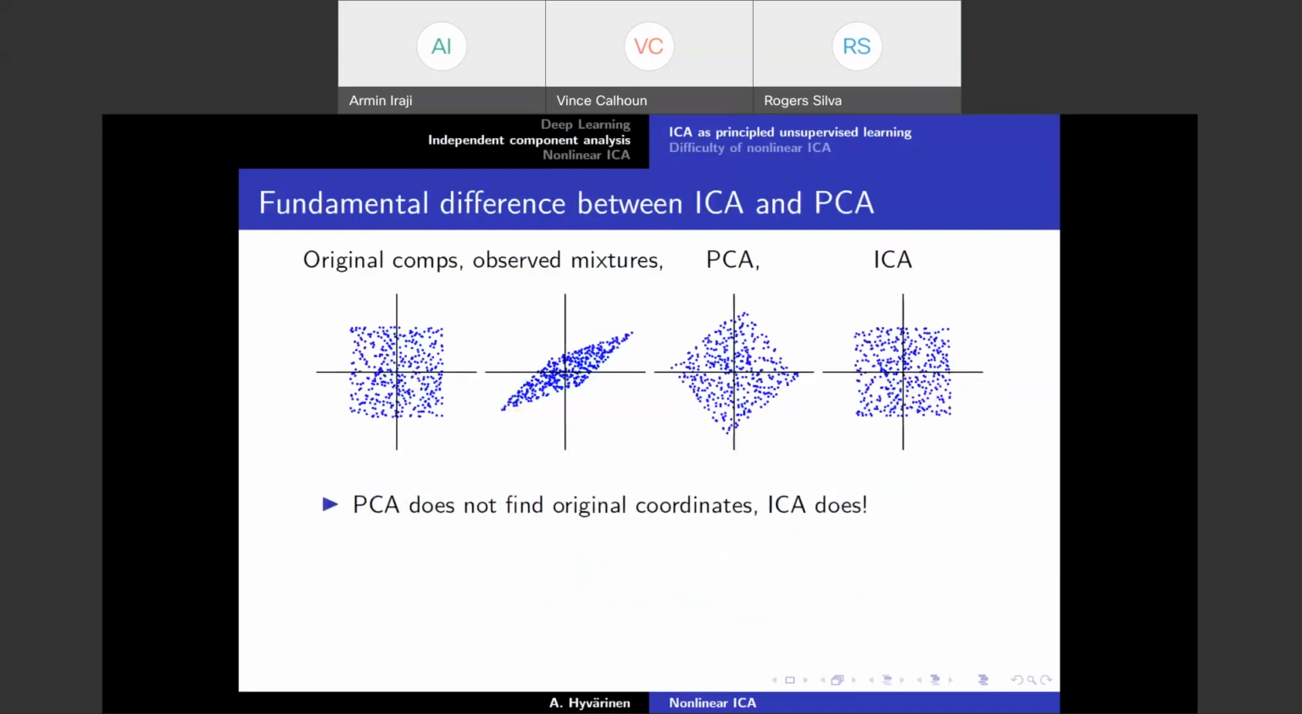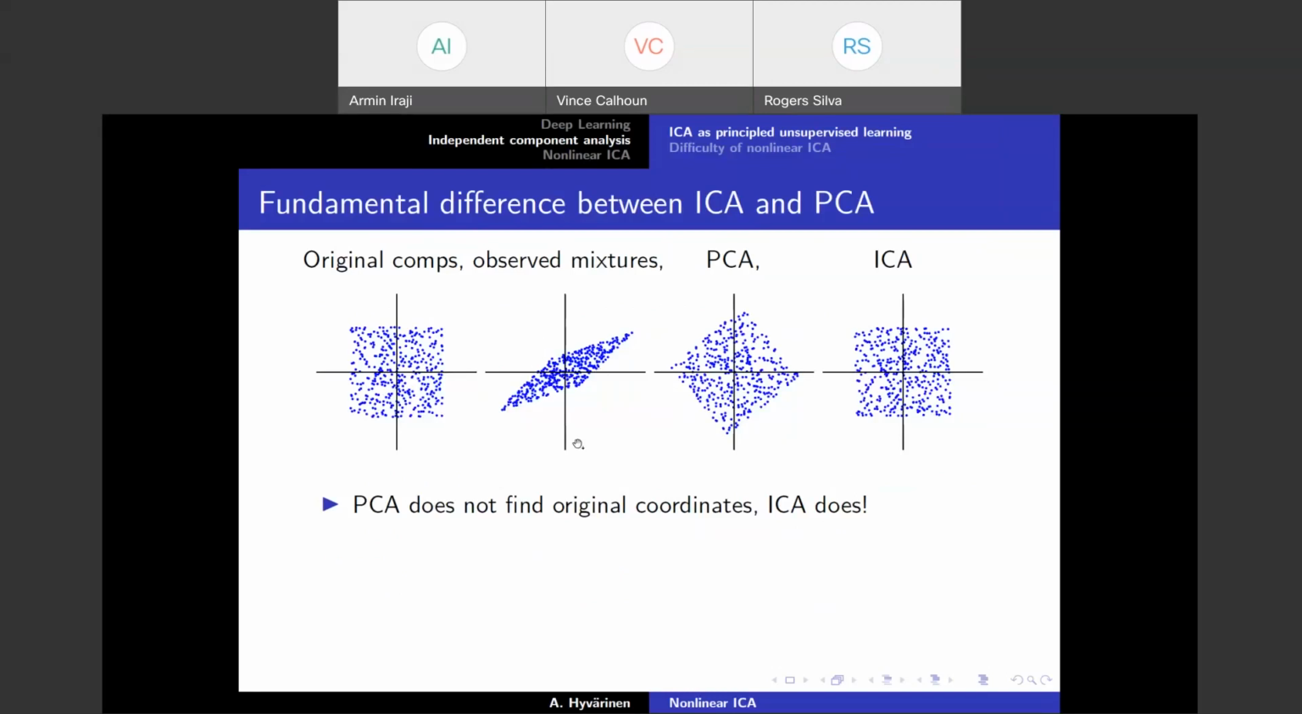Next, please. So I will explain very briefly the fundamental difference between ICA and PCA. Sometimes people think it's the same thing because only one letter is different in the acronym. On the left, you see that we have two independent components with uniform distributions. And the second plot from the left shows the observed mixtures, that is the observed data x.